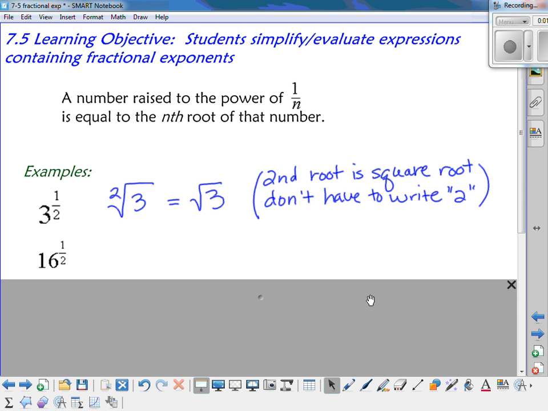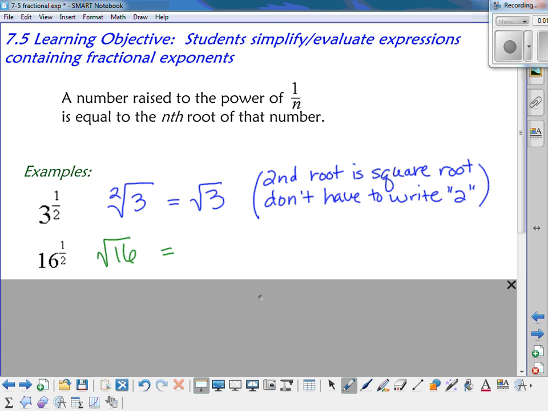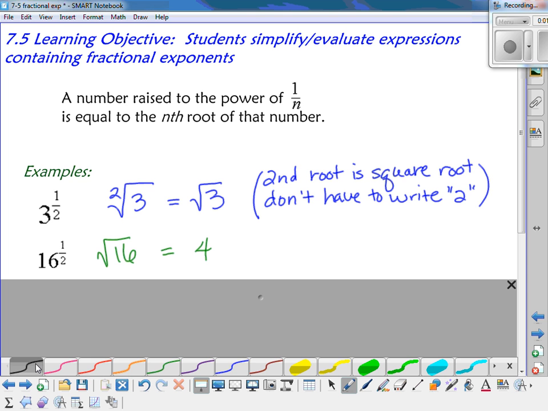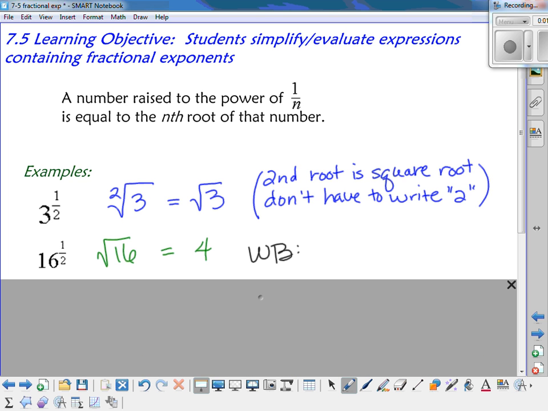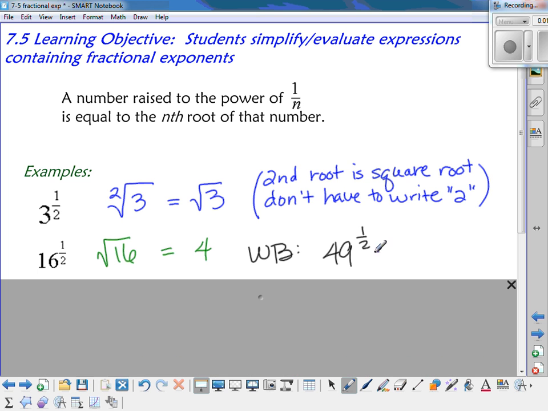Okay, another example for your notes. If we have 16 to the 1/2 power, that means I'm just taking the square root of 16. What is the square root of 16? 4. Okay, so on your whiteboards, I want you to simplify 49 to the 1/2 power. Okay, so it's the square root of 49, which is 7.